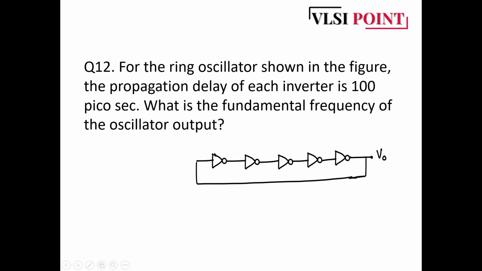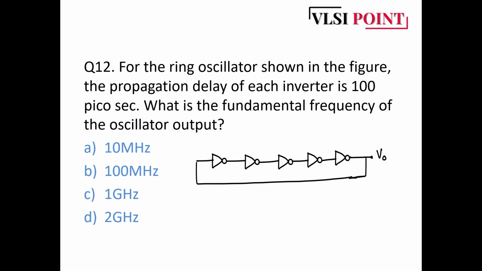Let's move to question number 12. For the ring oscillator shown in the figure, the propagation delay of each inverter is 100 picoseconds. What is the fundamental frequency of the oscillator output? We have already seen such kind of question, but here we want frequency. The options are provided in megahertz and gigahertz form. Let's see how we can solve.